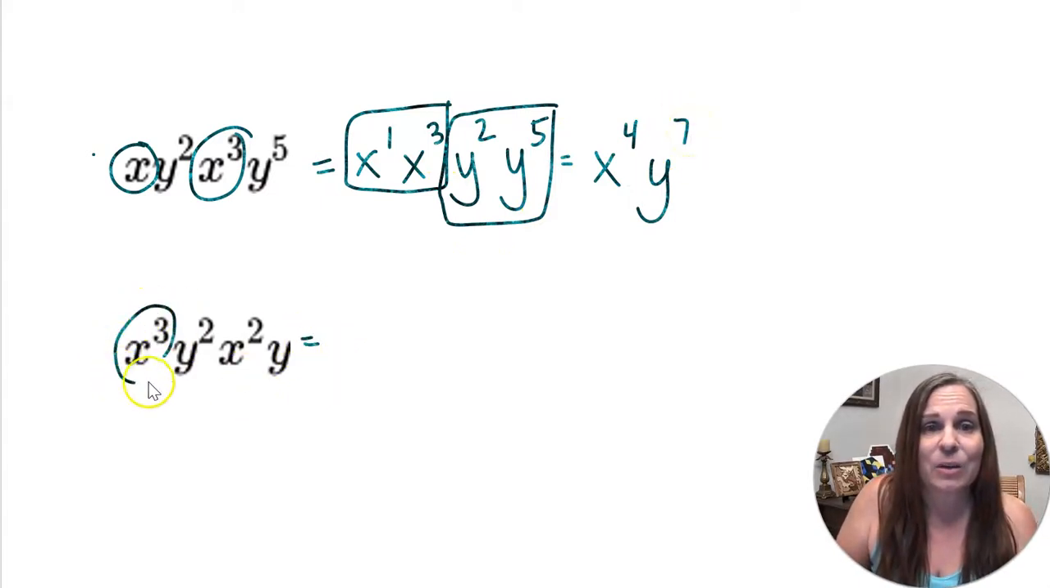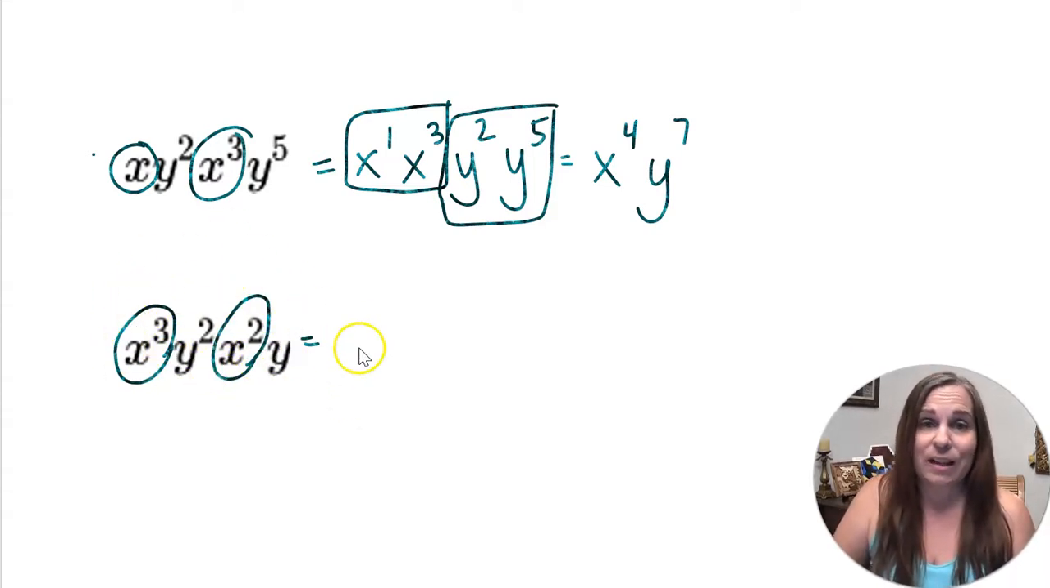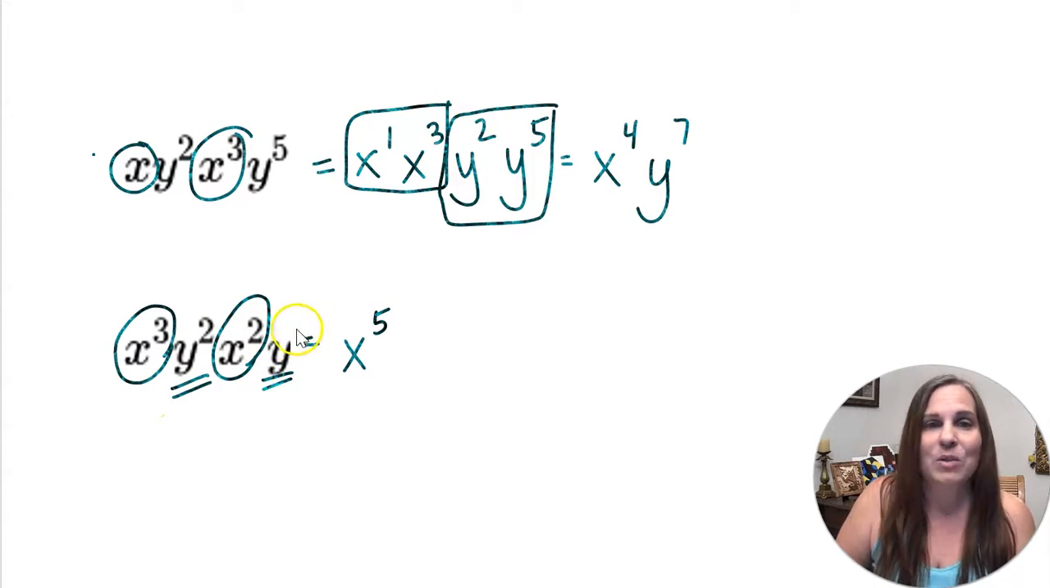All right, take a look at this one. Same thing, I can only multiply if they have the same base. So to multiply these together, I'm going to add the exponents. And then I've got my y terms here, and remember, y means y to the first. So I've got 2 plus 1.